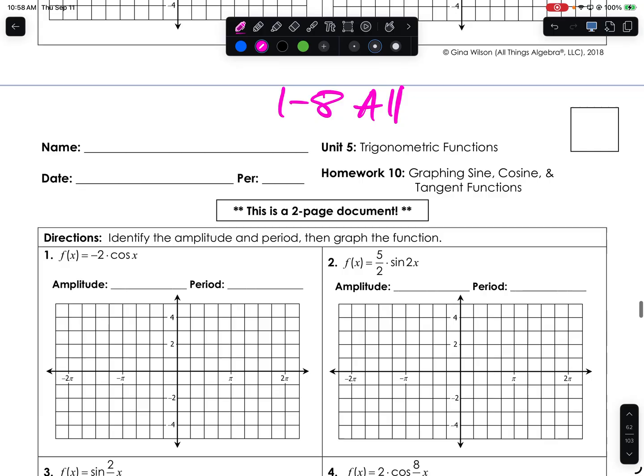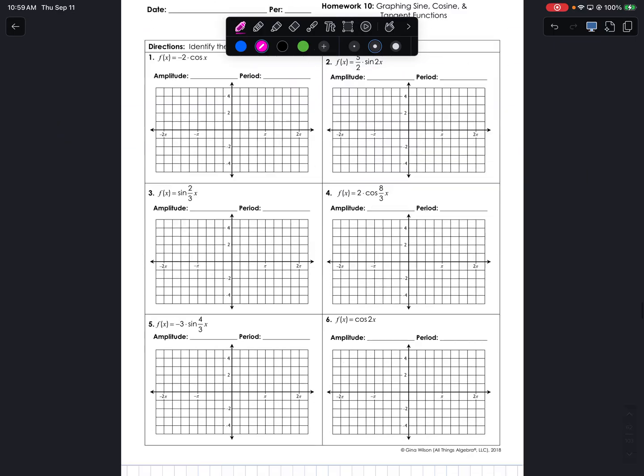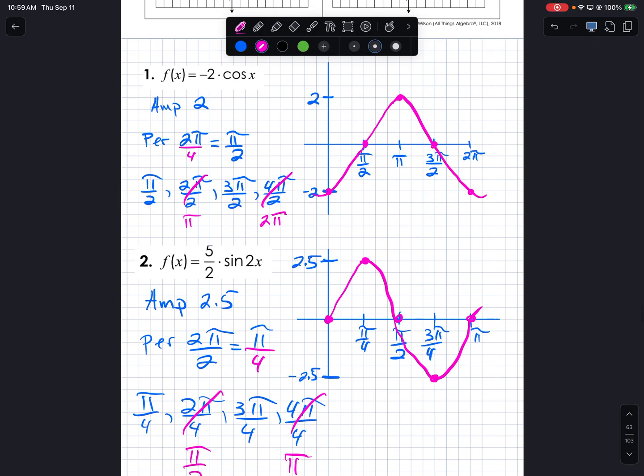That is it. Homework time. 1 through 8 all. Bust a move. I've got answers up here if you want to check. Right? You can make sure you're doing it right. Okay?